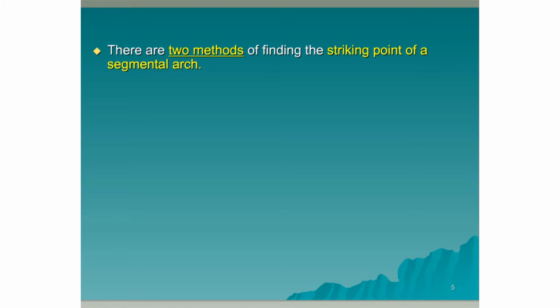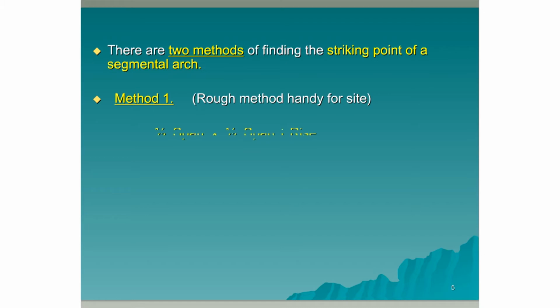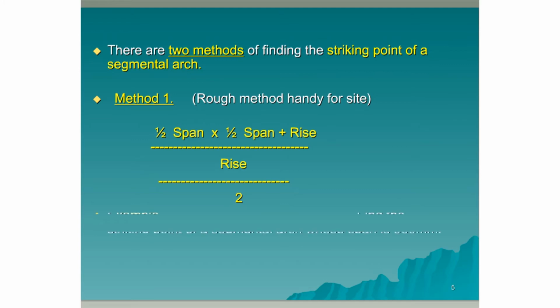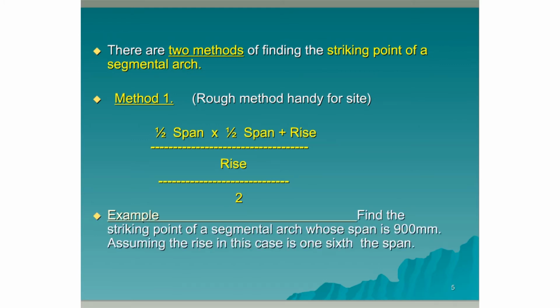Here are two methods of finding the striking point of a segmental arch. Method 1. This is a rough method and it's handy for using on site. We use the following formula: half the span multiplied by half the span plus the rise, divided by the rise, divided by 2. Here's an example. Find the striking point of a segmental arch whose span is 900 mm, assuming the rise in this case is 1/6 of the span.